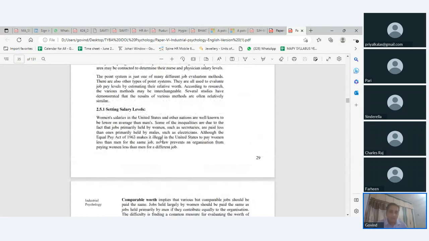So I hope I'm able to clarify the difference between job analysis, job specification, and job evaluation. So these are the important points.